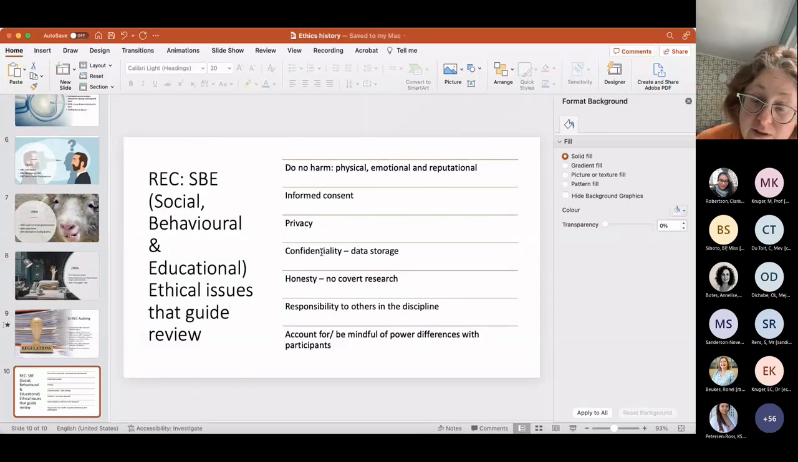That no covert research is done. That we have a responsibility to others in the discipline. So you cannot do research that will harm the discipline and therefore make it impossible for someone else to go back. And we have to account for or be mindful of power differences between us and the participants that take part in our work. So these are the sort of audit lines that we have to tick in all of our work.